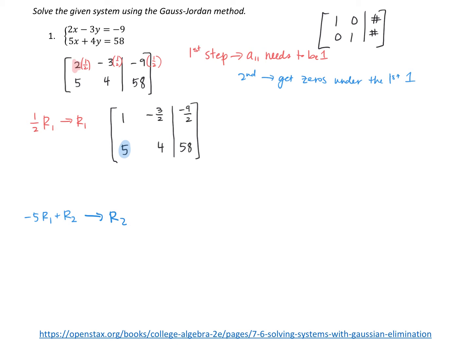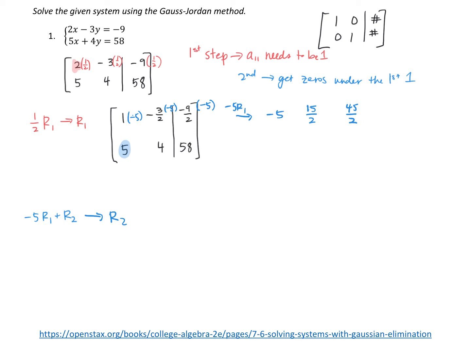So let's look and see what happens. I'm going to multiply everything in row 1 times -5. Okay, so let's see what we get when I do that. That will be 1 times -5 is -5. Then that will be -3/2 times -5, so that'll be positive 15/2. And then in the third column, I will have -9/2 times -5, so that'll be a positive 45/2. So this is -5 times row 1.